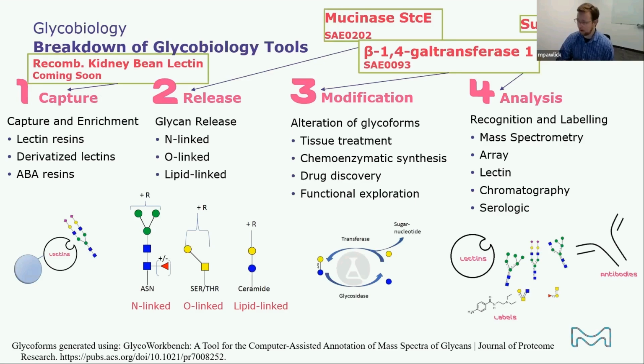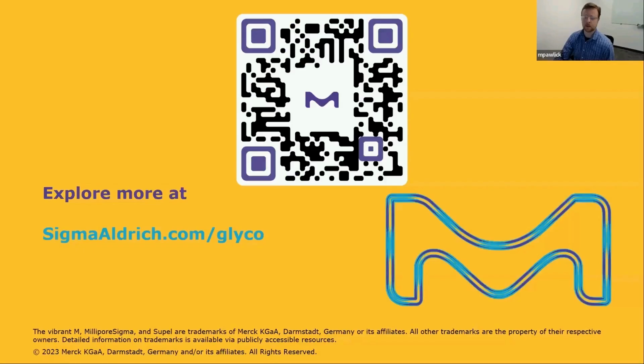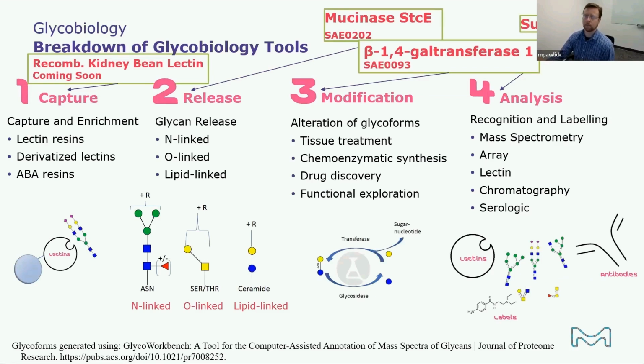I like to think about the tools used to study glycobiology in four categories. You see them listed here: capture, release, modification, and analysis. If you look at capture, this would be things like resins and lectins, derivatized lectins that might recognize and have an affinity towards oligosaccharides, used for pull-downs or purification. The release category would be tools to separate the glycoforms from the conjugate, whether it's a protein or a lipid or RNA. Modification would be things that are used to alter glycoforms.